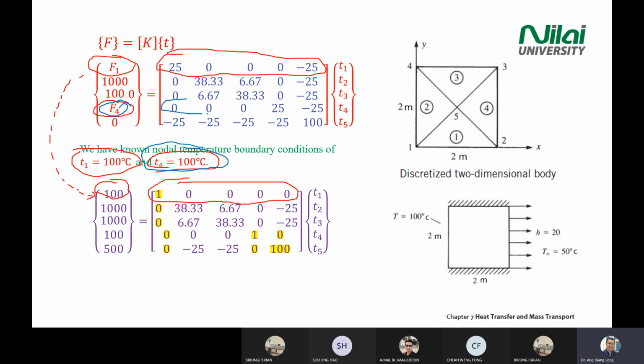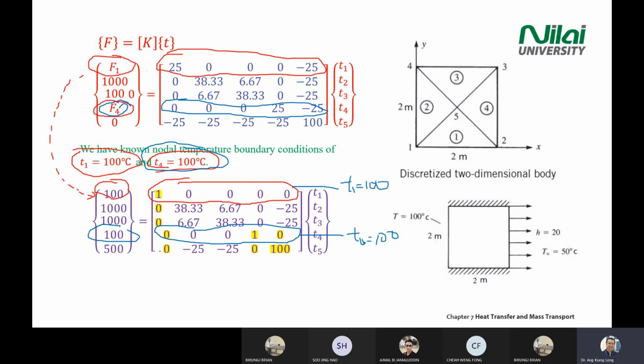Okay, this one is this row. That's why you are seeing this one become 100 and this one all 0 except this one, which is 1 and 0. Because if you derive the equation for this row, you get T4 equal 100. You derive this row, you get T1 equal 100. And then you need to check all the numbers one more time in the matrix, whether you already manipulated them or not.